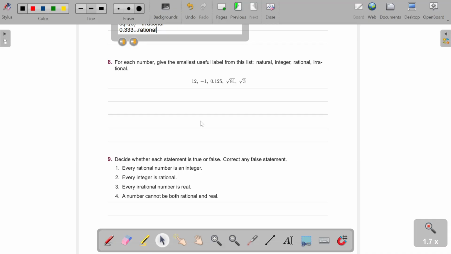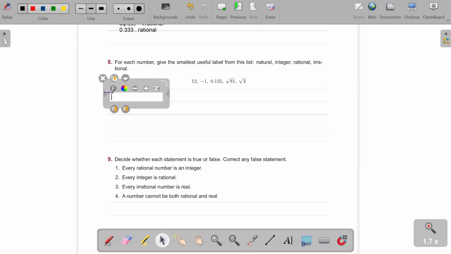Okay, cool. Then we're going to look at this question over here. This 12 is clearly going to be a natural number. And then the -1 is going to be an integer. The 0.125 is going to be a rational number. Remember, there are 3 numbers after the decimal point, which means I can use the multiple.